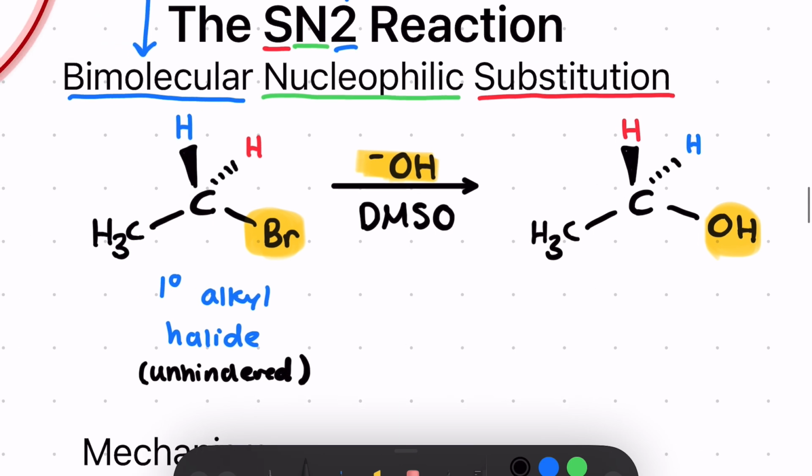We already covered our strong nucleophile. Here's the nucleophile. And we also have this molecule here, this reagent. This is DMSO, and DMSO is a solvent. It's the solvent of our reaction.